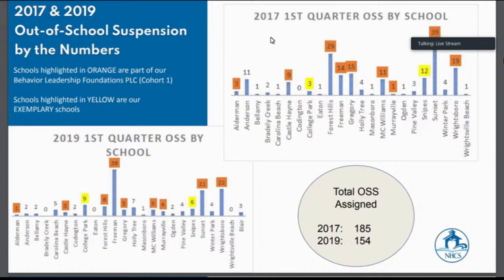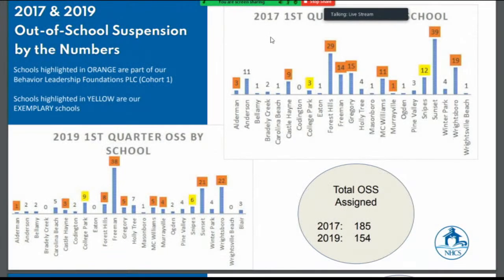2017 and 2019 out-of-school suspension by the numbers. Again, our schools highlighted in orange are in our cohort for Behavior Leadership Foundations, and our schools highlighted in yellow are those two exemplary schools. And our exemplary schools, again, are College Park and Snipes. So 2017 first quarter, you have that. You can see the comparison by school in the different years, and then in 2019 first quarter as well. The total out-of-school suspension assignments for 2017 among the schools was 185. In 2019, it was 154.